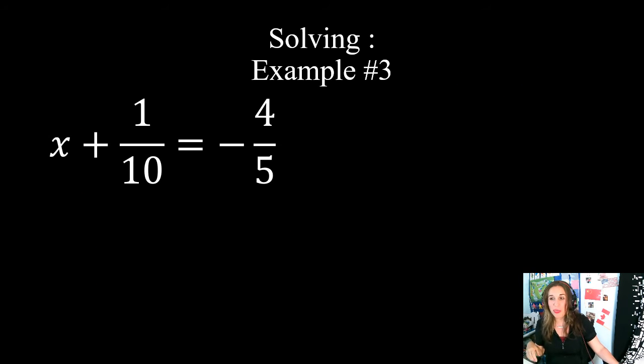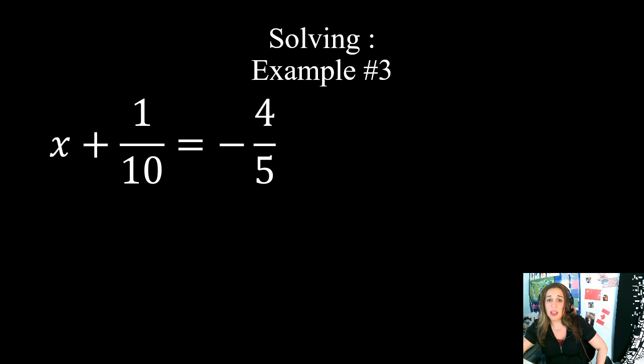I always try and throw in an example with fractions because fractions tend to make people panic, and we just deal with them in exactly the same way that we've dealt with the other 2 previous examples. So don't get nervous when you see fractions, you guys. You're just going to follow literally the same set of steps here. So here we have x plus 1/10 equals negative 4/5, okay? So I need to find the value of x that when I add 1/10 to it will give me negative 4/5.